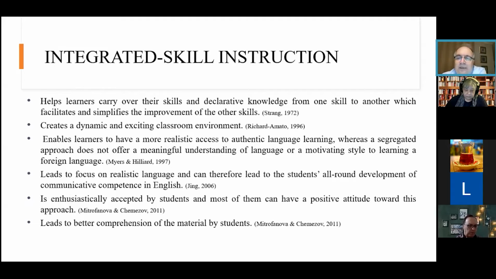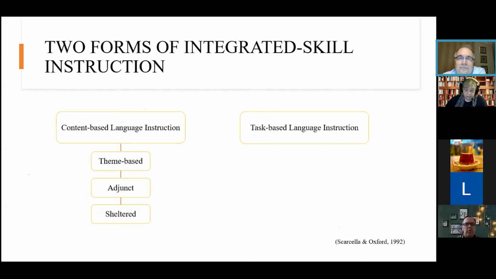Now I'm going to talk about two different forms of integrating skill instruction. There are mainly two types of integrated skill instruction. As most of the colleagues know, the first one is called content-based language instruction, and the second one is task-based language instruction. Okay, let's start with content-based language instruction. As you see in this diagram, there are three subcategories of content-based language instruction.